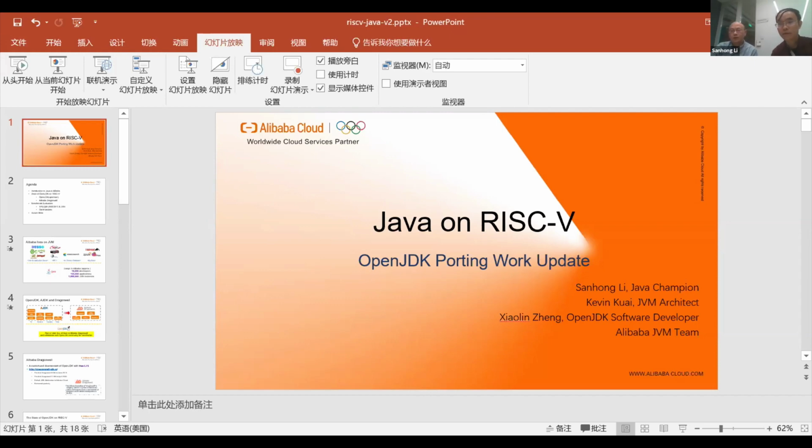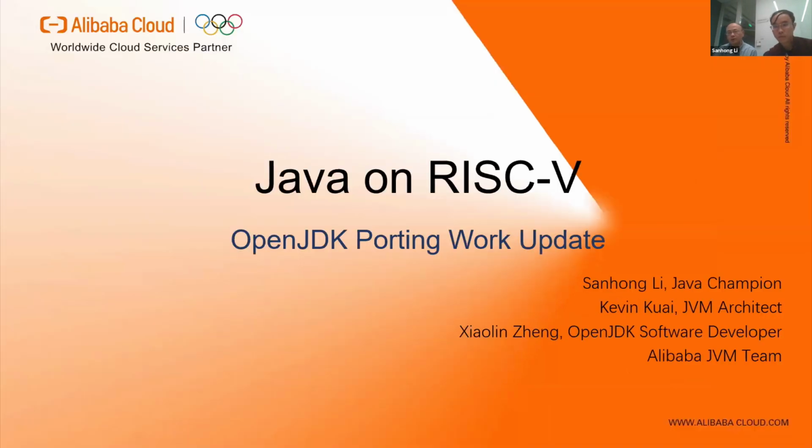Hi, everyone. I'm Kevin, from Alibaba, and I work on the Java compiler, and I lead the team to improve the performance of Java. And recently, we started to work on Java for RISC-V, and we think it's very interesting, and we are glad to contribute to the RISC-V community.